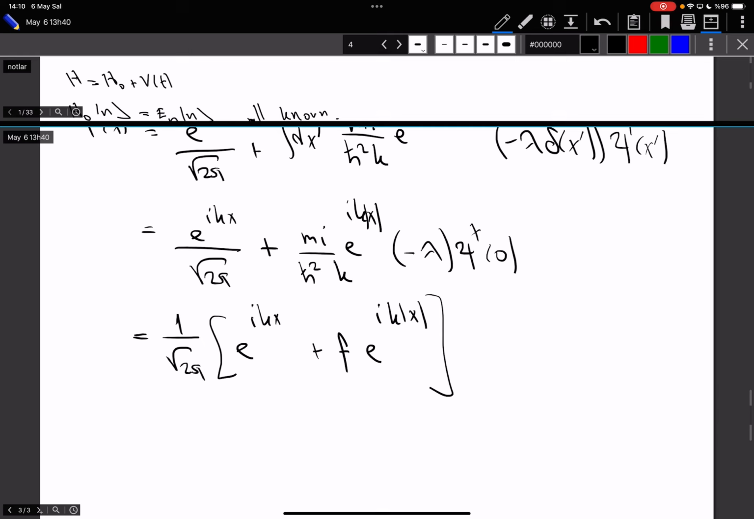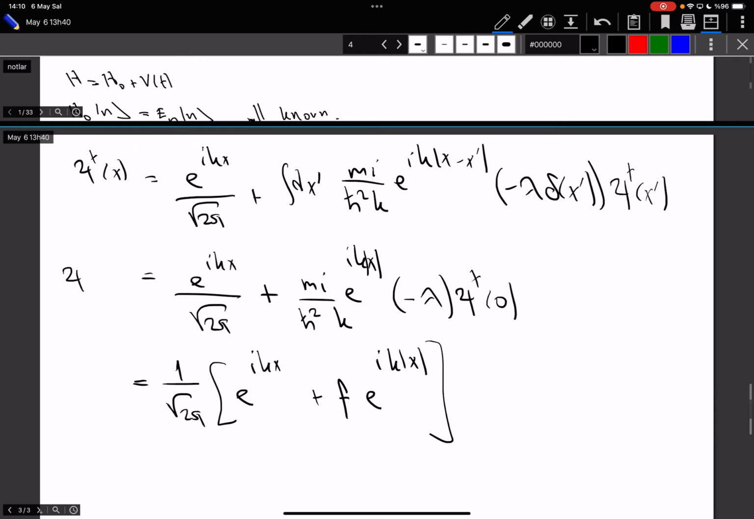For positive, it is a right moving wave. For negative, it's a left moving wave. So that is my scattered term, and f is my scattering amplitude. So I need to determine f. This is the equation satisfied by psi plus.